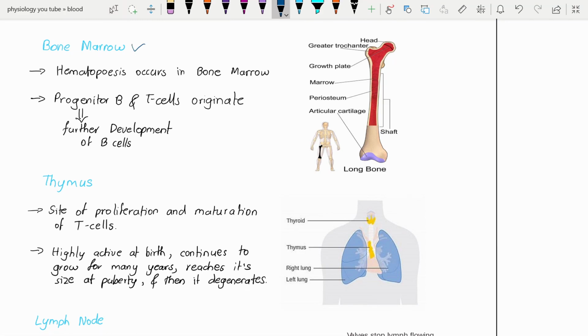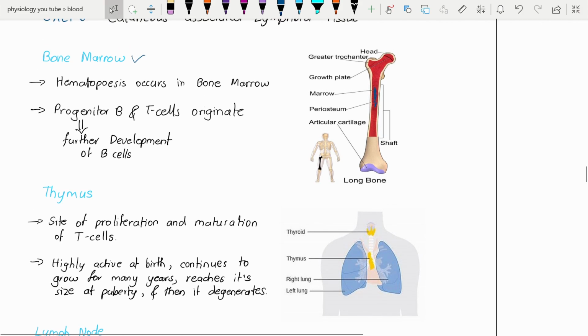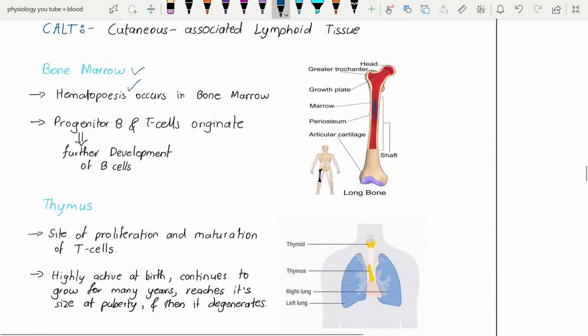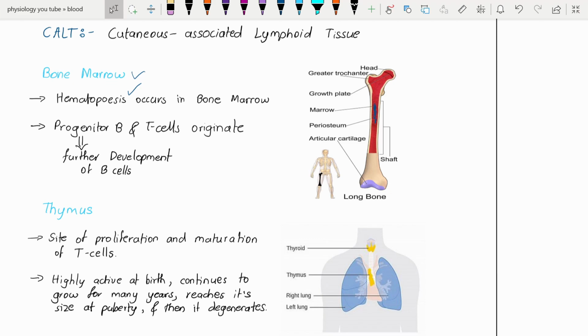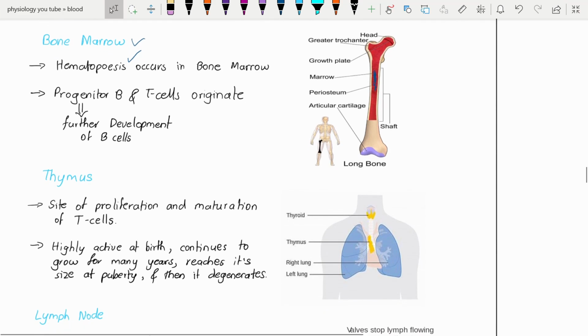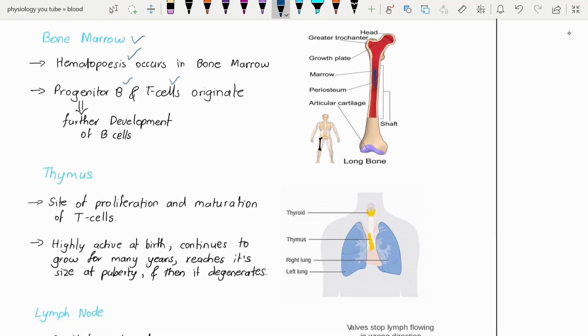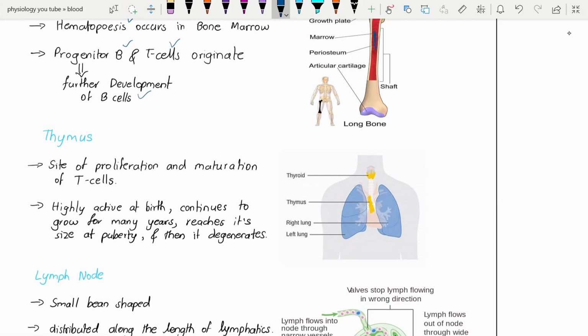Most of you have heard about the bone marrow. It is present within the medullary cavity of the long bones. In the bone marrow, hematopoiesis occurs. As you know, most of the blood cells are involved in immunity. The progenitor B and T cells originate in the bone marrow, and B cells further develop in the bone marrow itself, while the T cells move to the thymus for development and maturation.